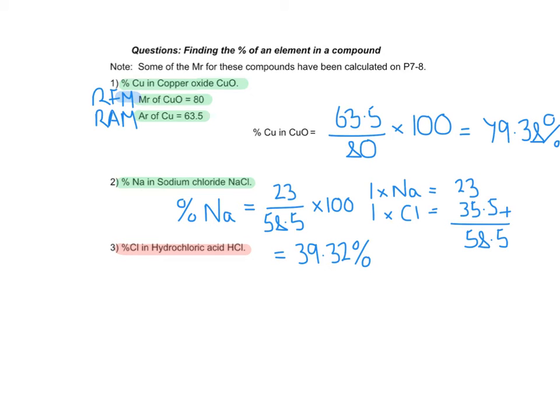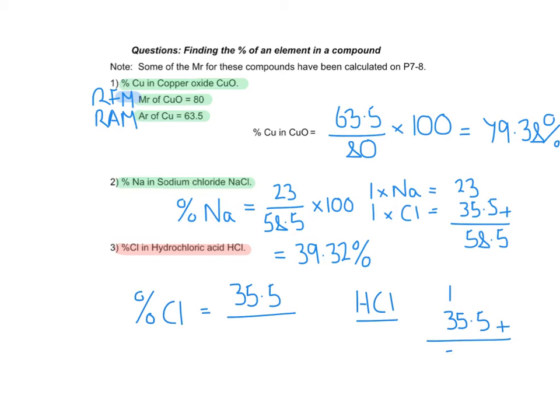And the question clearly states what element we're interested in. So the percentage of chlorine is chlorine's top number on the top line. I've got to work out hydrochloric acid, HCl. So 1 hydrogen with a top number of 1, chlorine with the top number of 35.5. Add it together gives 36.5, and that's what goes on the bottom line.